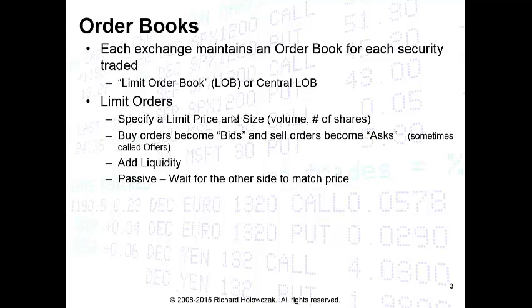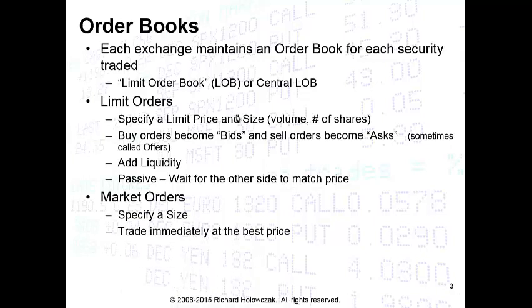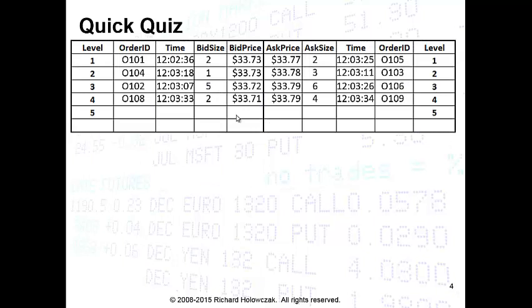Market orders, on the other hand, specify just a size, and they're going to trade immediately at whatever the best price is in the marketplace. They remove liquidity, that is, they take shares off of the book, and they are much more of an active strategy. They're going to take some volume, again, out of the limit order book at a particular market price.